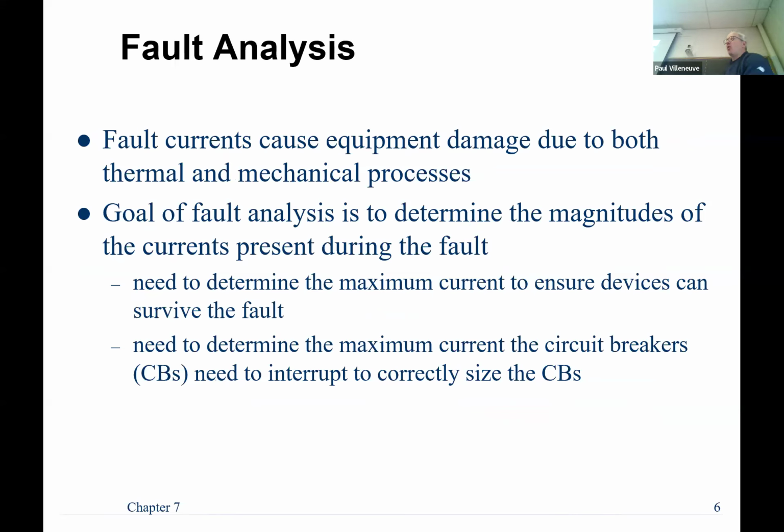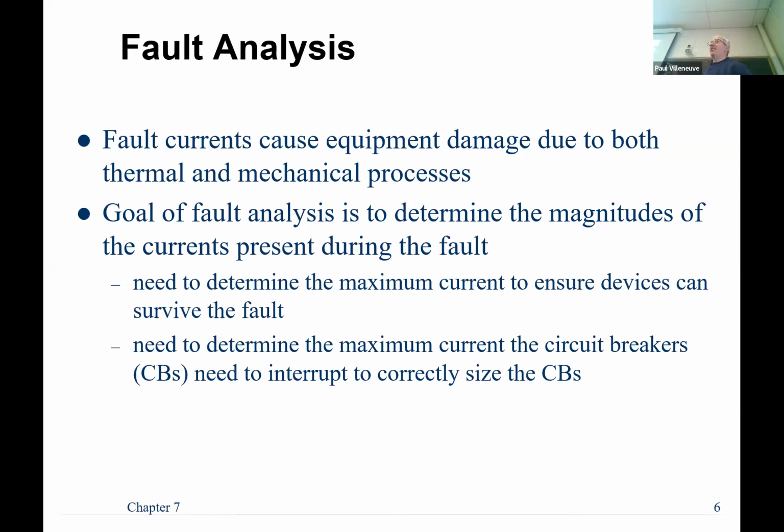You have high thermal, I squared T, but we also have a lot of physical forces. So you can actually damage things from a mechanical perspective. You can have so much force that you can bend or possibly even break some of the equipment inside those systems. So what we're going to do is determine what the magnitudes of the current can be during this fault. That's what we're going to do today.